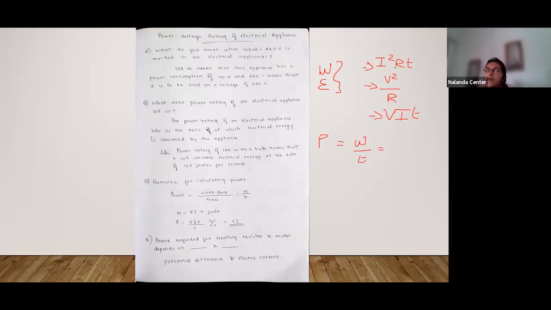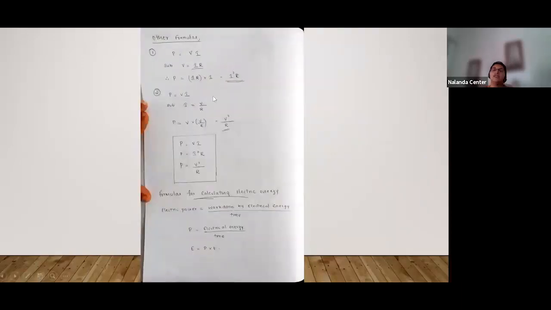What will be the answer? I square RT divided by T, which is I square R. What will be the next one? This is V square by RT. If you divide by T, that is going to be V square by R. Now, if you cut off T from that, this is going to be VI. Okay, we have three formulas for power. This is also very important when it comes to problems. So power is equal to VI, power is equal to V square by R, and power is also equal to I square R.